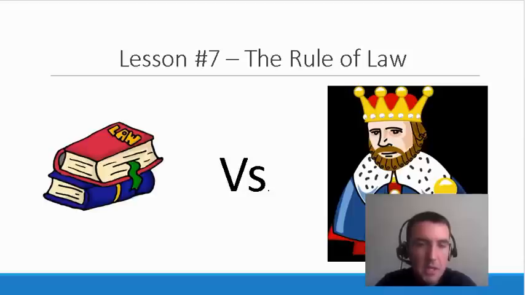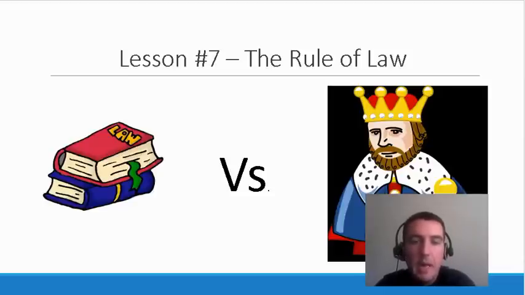So the first lesson that I'm going to be featured in for you guys is called lesson number 7, the rule of law. So up on the screen you see some pictures. On the left hand side you see some books. One of them says law on it. And on the right hand side you see a king.